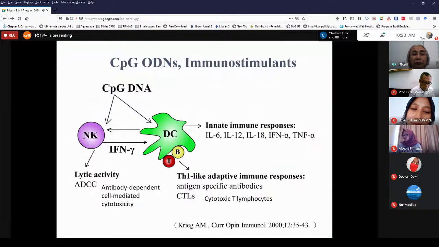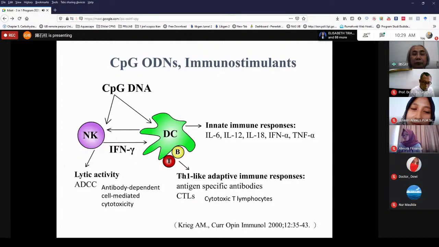I mentioned why we use CpG ODN as one of the agents. It can enhance fish immunity because it can enhance NK cell, natural killer cell, activity. We call that ADCC, antibody dependent cell mediated cytotoxicity. Another is the Th1-like adaptive immune response. They can enhance cytotoxic T lymphocytes, especially, as we mentioned before, when bacteria or most viruses infect, they enter into the cell. So if you want to develop antibody, you should have a Th1 immune response. Otherwise the immune system cannot kill or clear the pathogen.